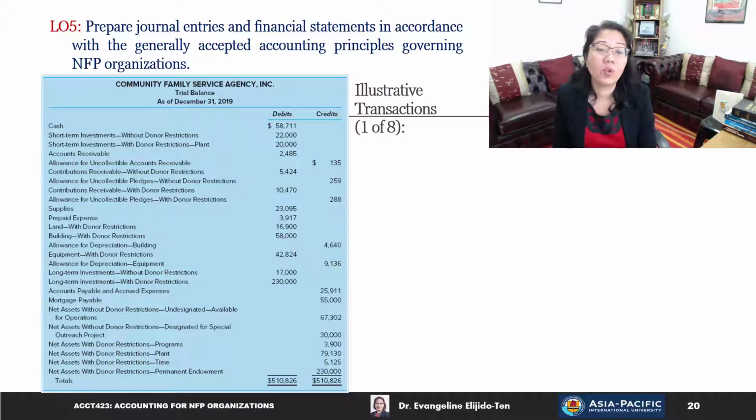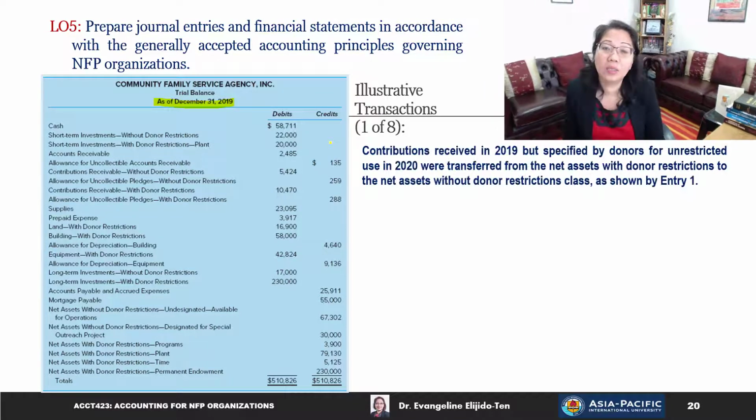So in this example, we are using the Community Family Service Agency. The trial balance as of 31st December 2019 is provided here, and then we will have illustrative transactions for the year 2020, and the financial statements will be provided later. Contributions received in 2019 but specified by donors for unrestricted use in 2020 were transferred from the net assets with donor restrictions to the net assets without donor restrictions.